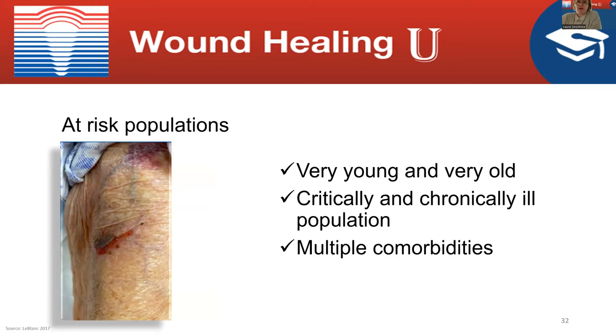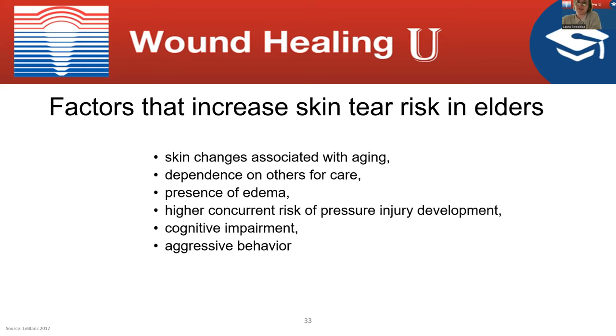Looking at our at-risk population. We're talking about the variance in settings, but certainly our very young are also at increased risk of this. A lot of the skin changes that we see in the very old, who we know are at risk, we also see in the very young. Critically and chronically ill populations tend to suffer from skin tears, and then multiple comorbidities. Go to the next slide.